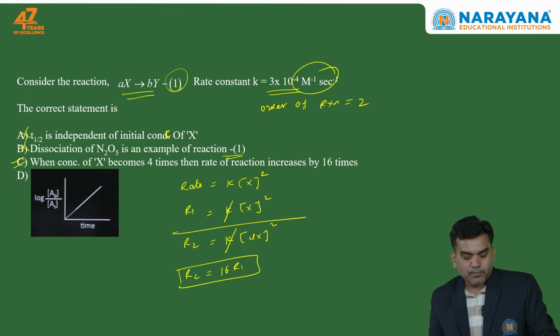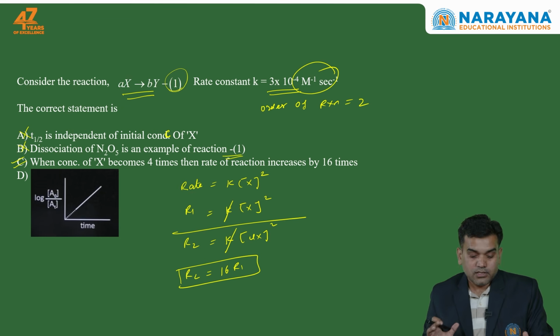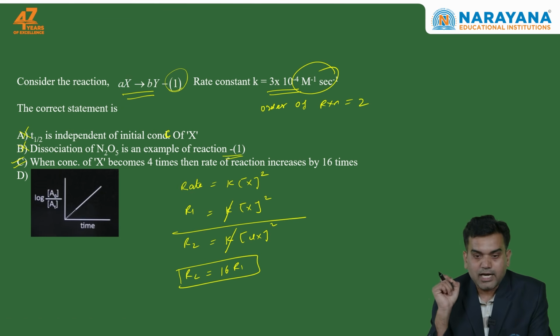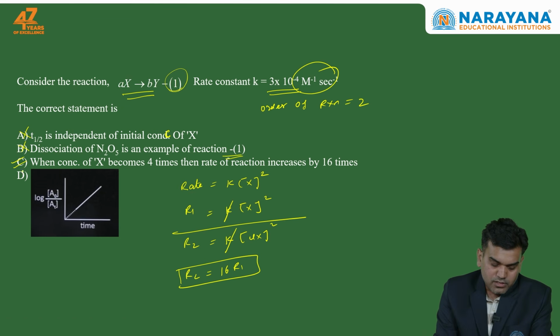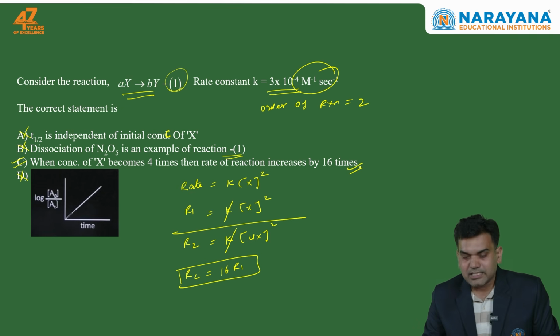This log A naught by A t is directly proportional to time, so this comes for the first order kind of reactions. So this D option is also incorrect. So for the given question, this option C is the correct one.